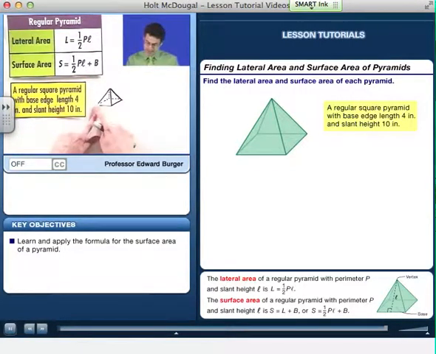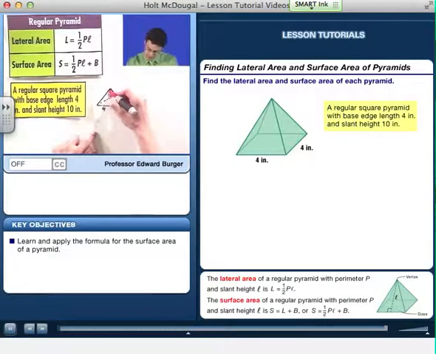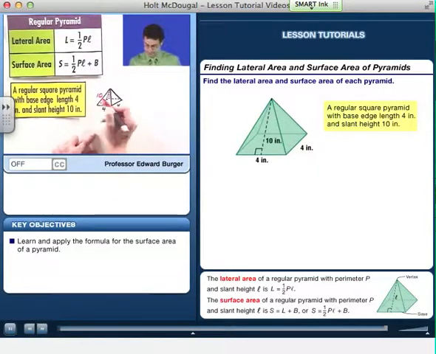That means that the base is a perfect square, and the edge length is 4. So this is 4 here, but since it's a square, we know that everything is 4 all the way around. And we're given that the slant height, remember that's that new funny length that goes from the center of one of the edges, straight up, perpendicular to the top. You can see it's sort of a slant. That slant height is given to be 10 inches.